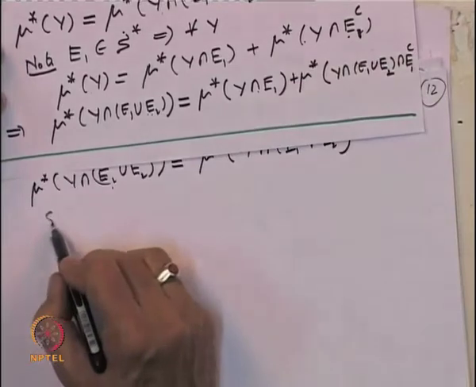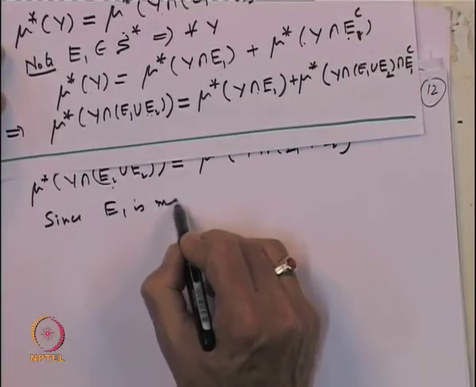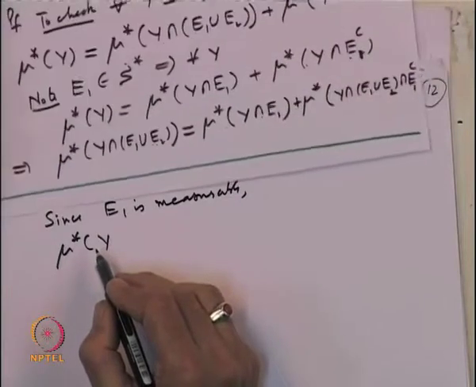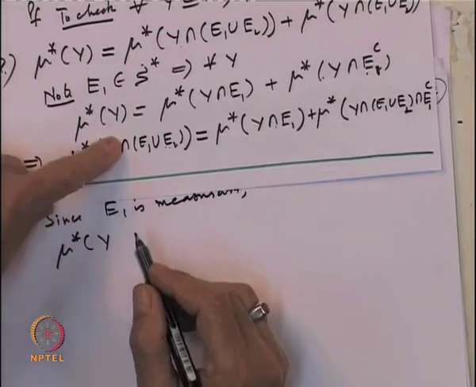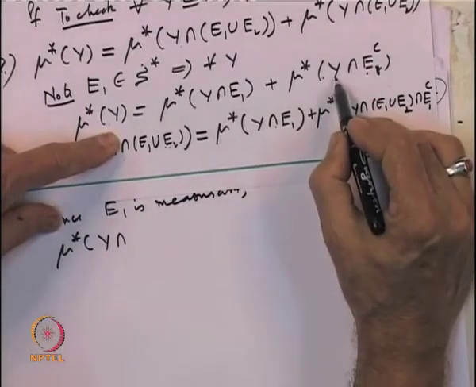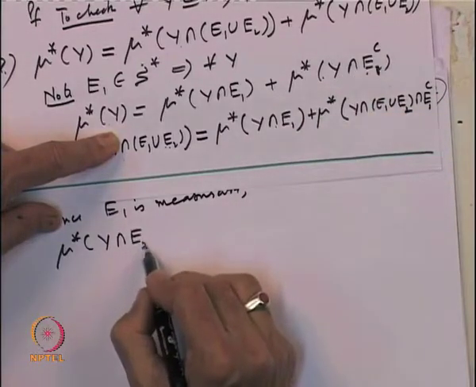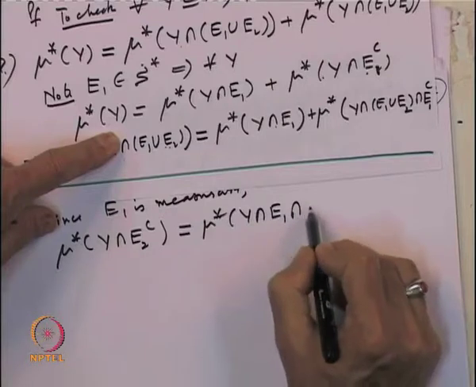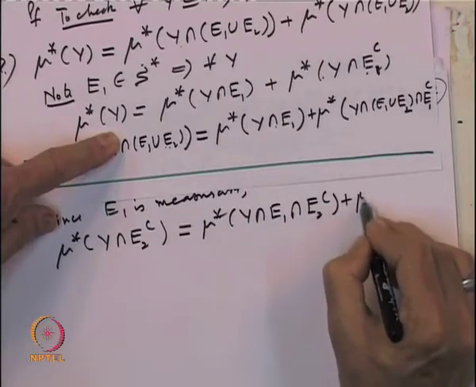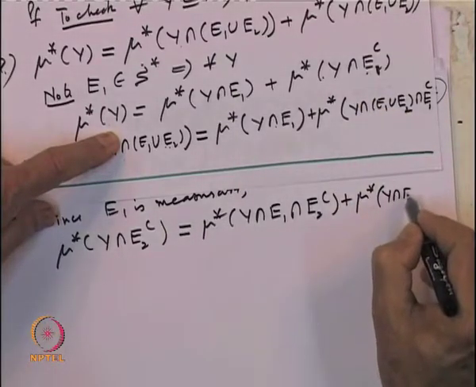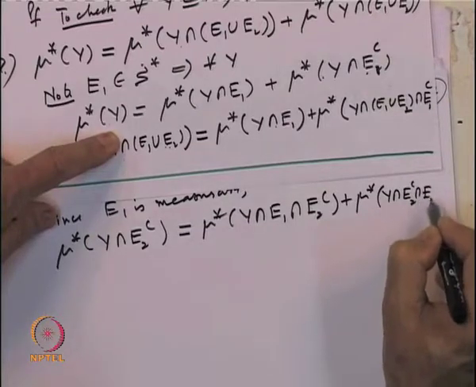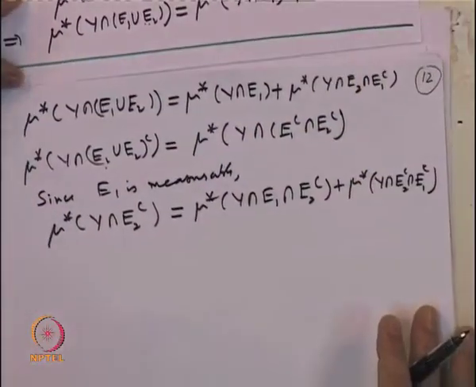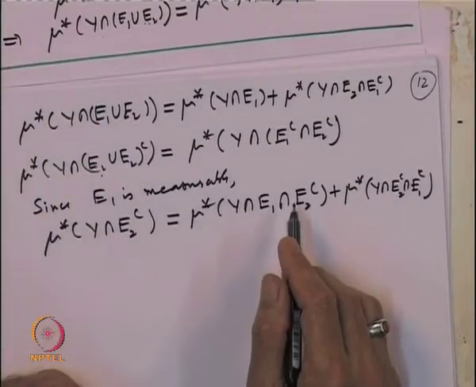So, use this equation. Since E 1 is measurable, we have mu star of y. So, we will just keep it here to follow. So, mu star of y intersection, instead of this we want y intersection E 2 complement. So, let us look at y intersection E 2 complement is equal to mu star of y intersection E 1 intersection E 2 complement plus mu star of what will be this set, y intersection E 2 complement intersection E 1 complement, right. So, that is what we will have. Okay. So, this is what I wanted.